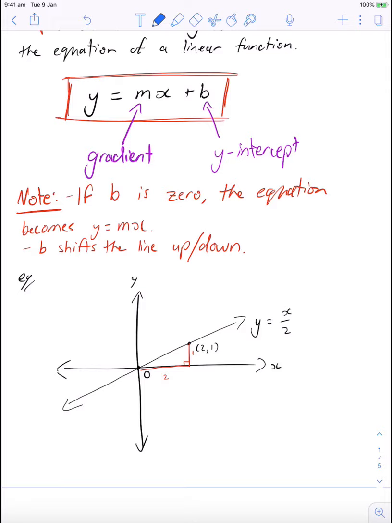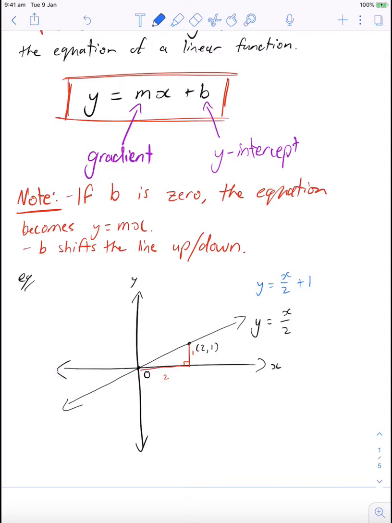But what if I looked at the line y equals x on 2 plus 1? Now hopefully you guys can see that the gradient is the same. They both have a slope of a half. And if you think about two lines that have the same slope, they're actually going to be parallel. They have the same steepness. But what's happened to this one is we've added 1 to every single value of the y value.